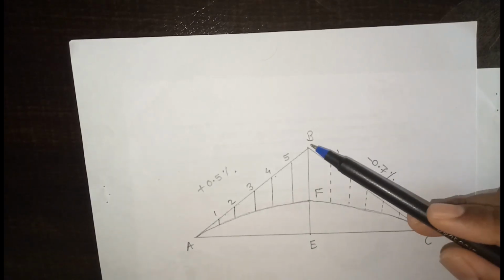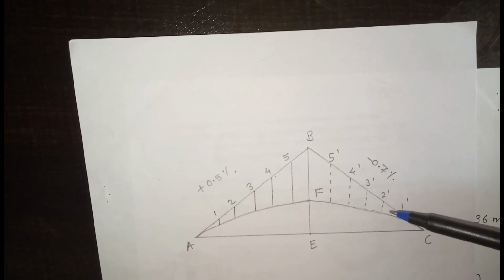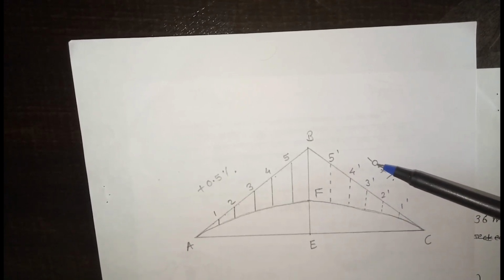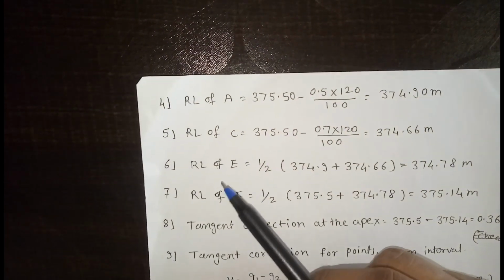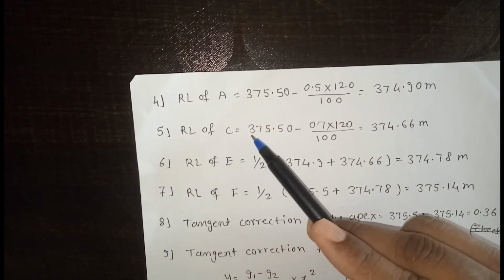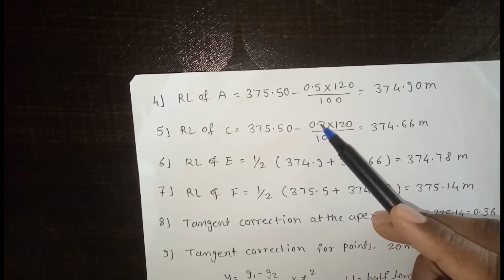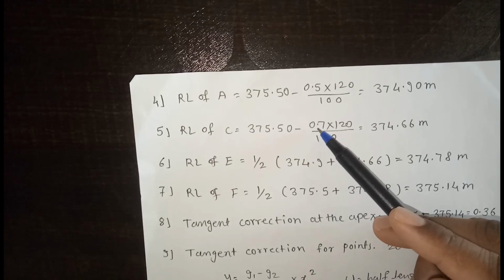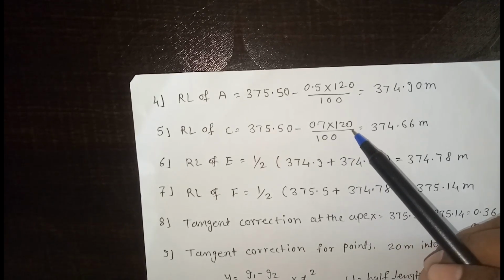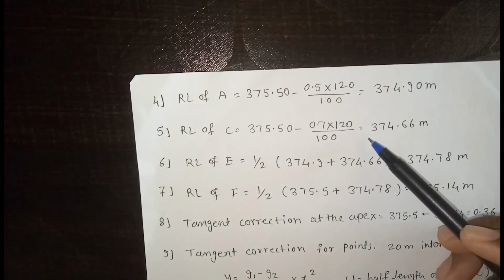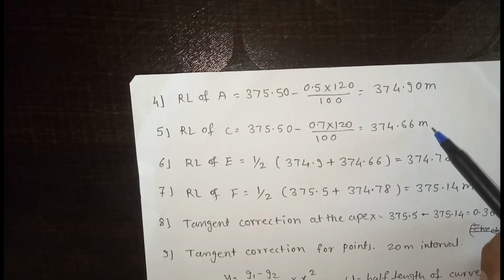So again, RL of B minus the grade into the length of the grade. The grade percentage is 0.7%. Here RL of C is equal to RL of B minus 0.7 divided by 100 into the length of the grade, 120 meter. So RL of C is 374.66 meter.